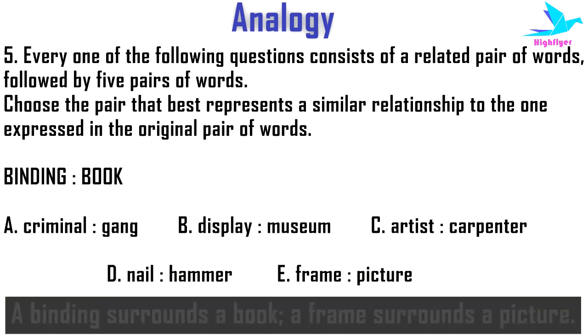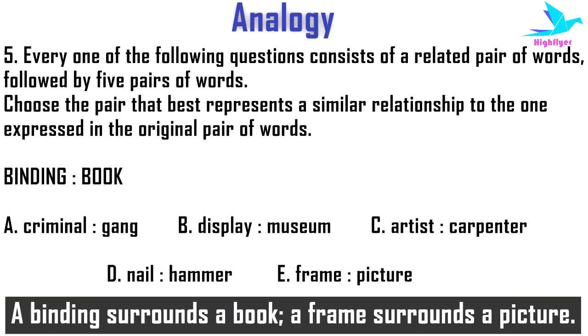Now the relation that we can see between a binding and book is that the binding holds the book together. Now in the options, the criminals don't hold the gang together, the display cannot hold the museum together, artist does not hold the carpenter together, nail cannot hold the hammer together, but the frame holds the picture together. That's why the right option is option E.